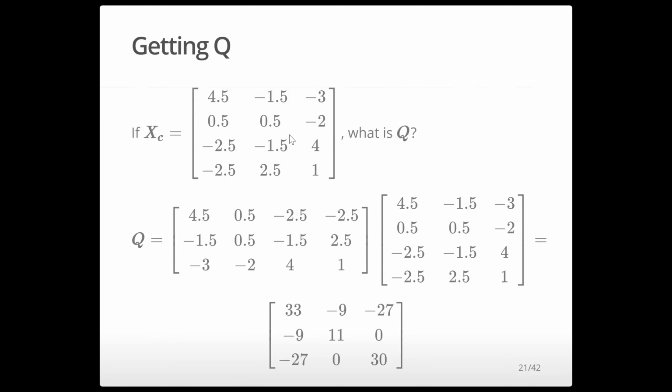So we see again, what we have here is now a 3 by 4 multiplied by a 4 by 3, and that's going to give us a 3 by 3. So this is a symmetric 3 by 3 matrix, which has the same number of rows and columns as our original X matrix had columns.